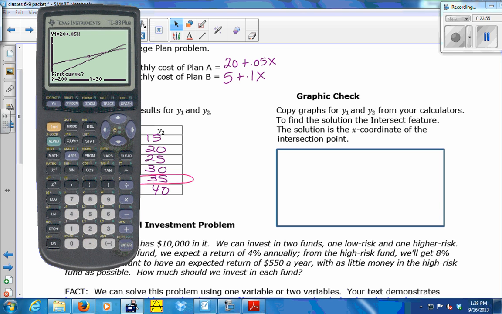And it takes you back to the graph screen, and the cursor is flashing on one of the lines, and it says first curve. They're asking you, is this one of the lines that you're trying to find an intersection for? You tell it yes by pressing enter. Yep, that's one of my lines. And then it says, is this the second curve? And you say yes by pressing enter.